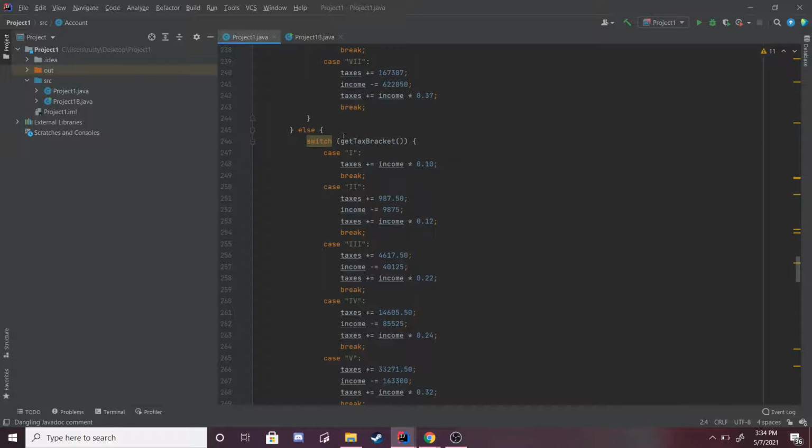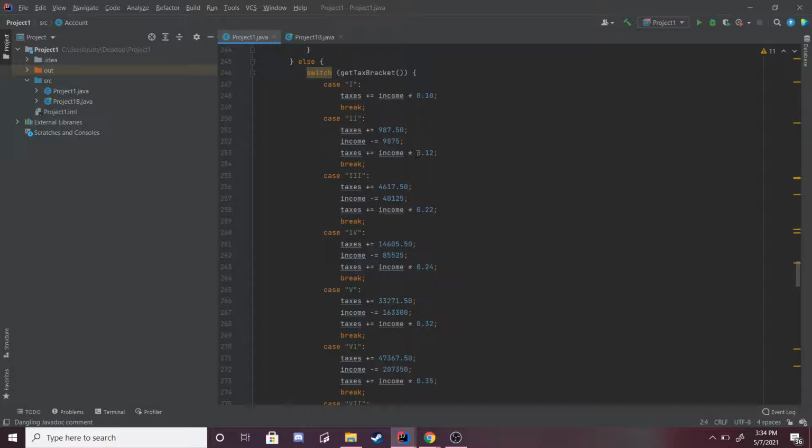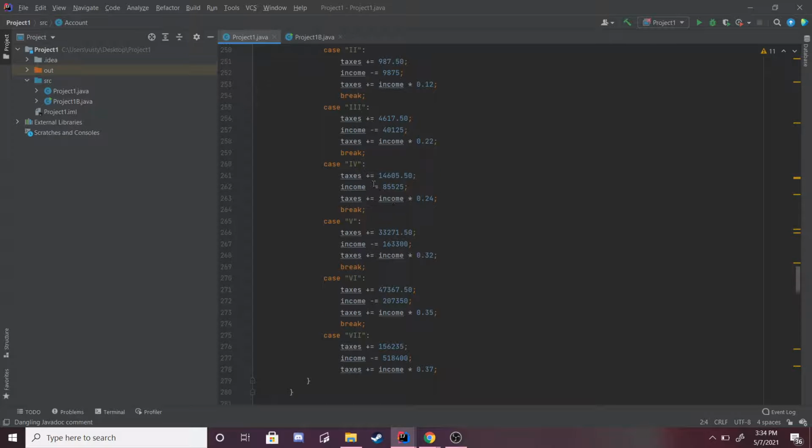Otherwise, we get another tax bracket set with a switch statement. For this one, case 1, taxes plus equals income times 0.10. For case 2, taxes plus equals 987.50, and income minus equals 9,875. Taxes plus equals income times 0.12. Case 3, taxes plus equals 4,617.50, income minus equals 40,125, taxes plus equals income times 0.22.